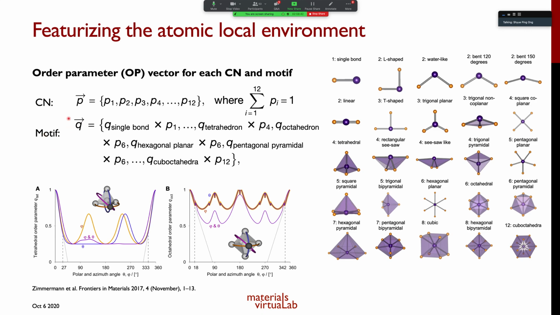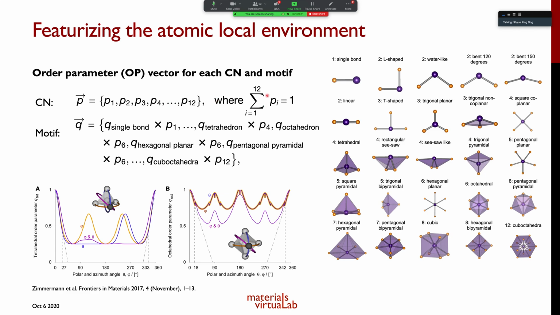The method that we have chosen is to describe each local environment using an order parameter vector for each coordination number and motif. This is based on the algorithm that was developed by Zimmerman, a colleague of mine in the Materials Project, back in 2017. For each coordination environment, we have a vector which shows P1 to P12, which tells you what the order parameter is for each local environment. Something can be, for example, 20% tetrahedral-like and 80% octahedral-like. Then you basically have P4 equals 0.2 and P6 equals 0.8, right?